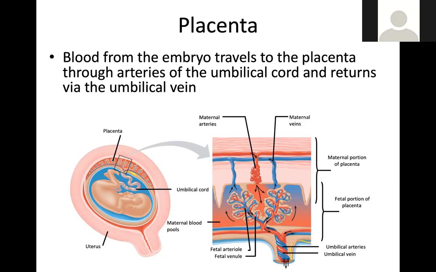And as you can see, the bloodstreams don't really ever mix. They've got this kind of lining, but there is a gas exchange going on so that the oxygen from the mom and the carbon dioxide that's getting out of the body is all going through that placenta. So it's very important.